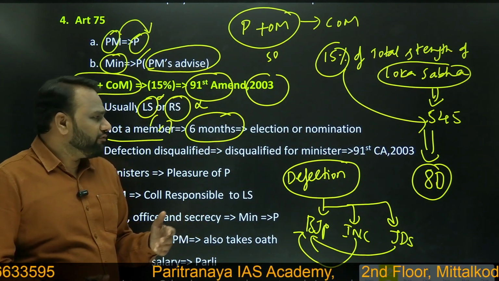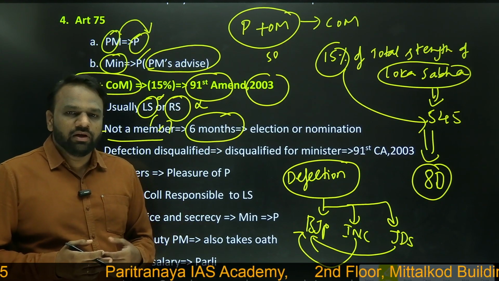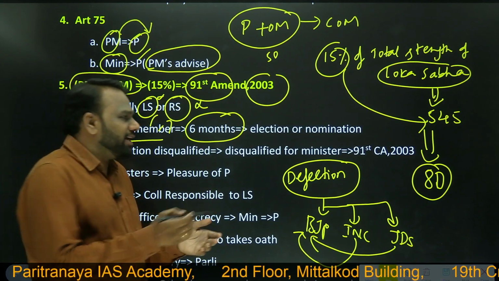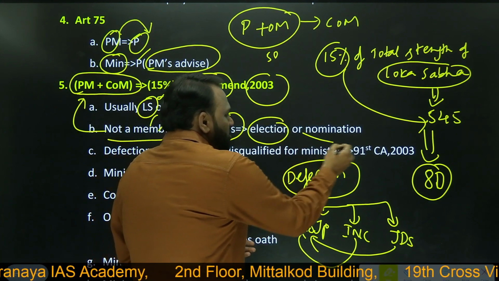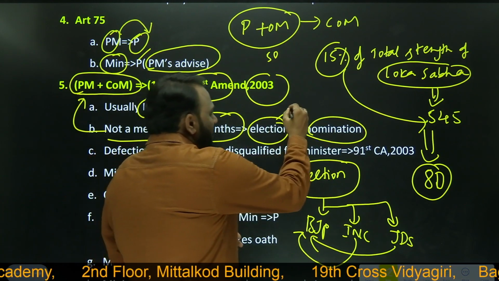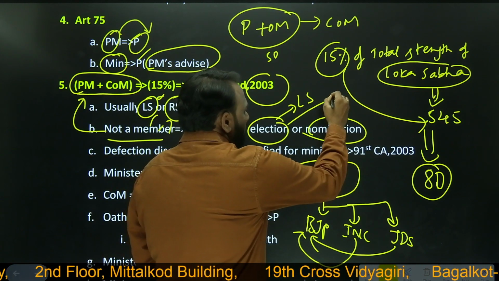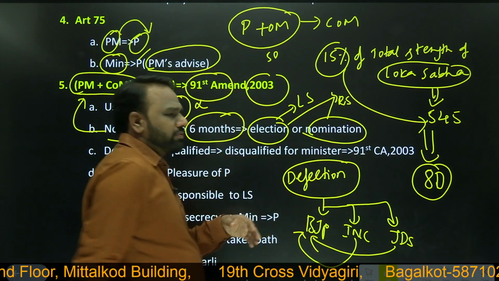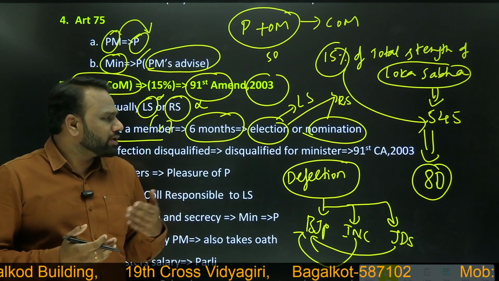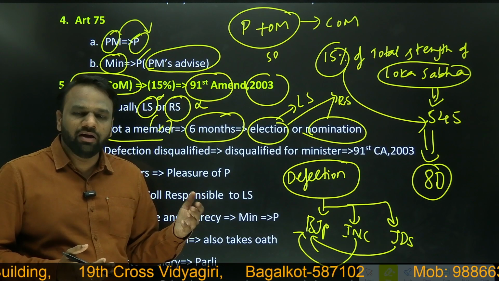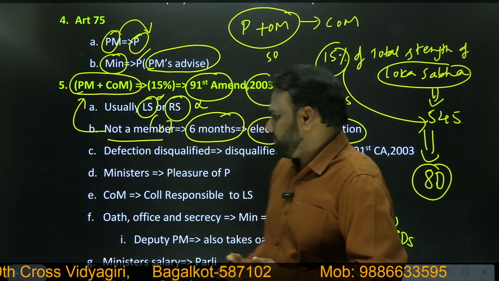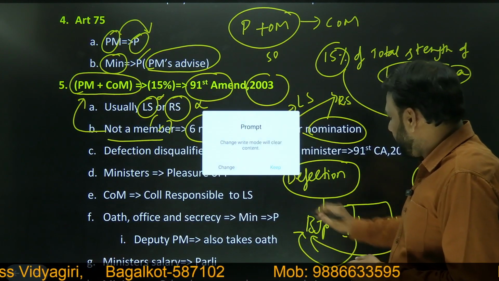After 6 months, if he wants to continue as a minister, then within those 6 months he has to be either elected or nominated, either to Lok Sabha or to Rajya Sabha. So if within this 6-month period he gets elected to Lok Sabha or Rajya Sabha, or gets nominated to Rajya Sabha, then he can continue as minister beyond 6 months. Okay, beyond 6 months.